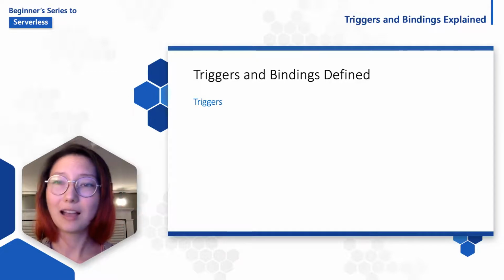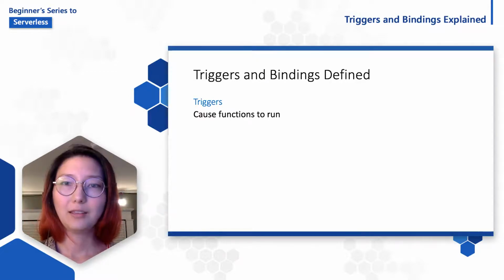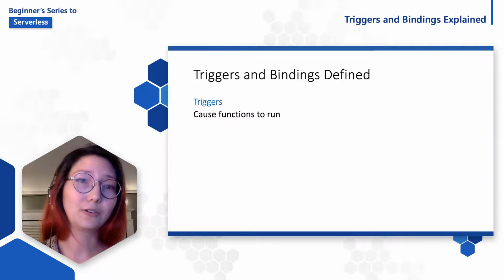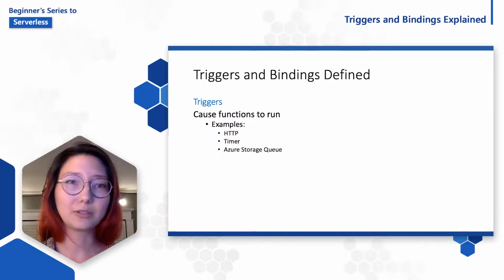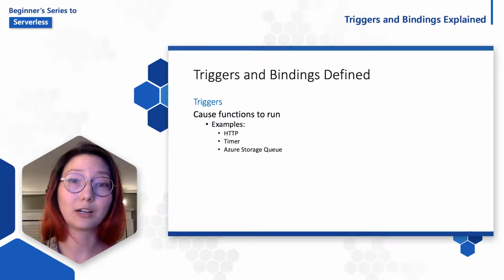Triggers are what cause a function to run. Every serverless function needs a trigger. Because serverless functions are event-driven, they only run in response to an event. A trigger defines that event that causes the code to run. Some common examples of triggers are HTTP triggers, timer triggers, and queue triggers.